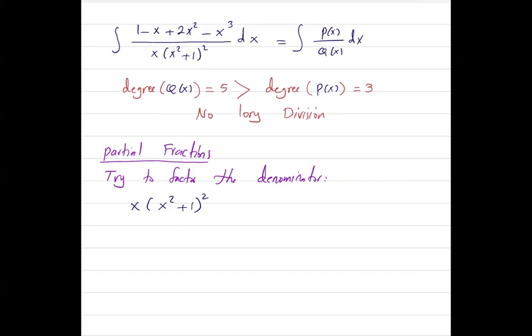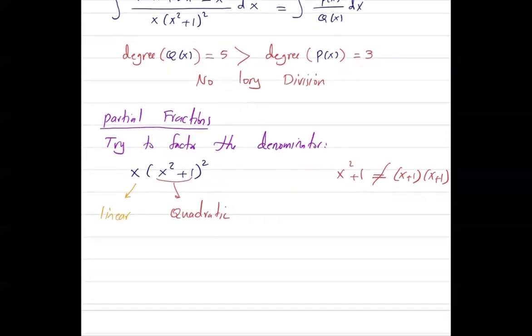What do we have here? We have a linear expression, and we have a quadratic expression raised to the second power. And please note that x squared plus 1 cannot be written as (x plus 1) times (x plus 1). You cannot write it in factor form. So you end up with a linear expression times a quadratic expression that is repeated twice. This is basically the fourth case of the partial fractions.